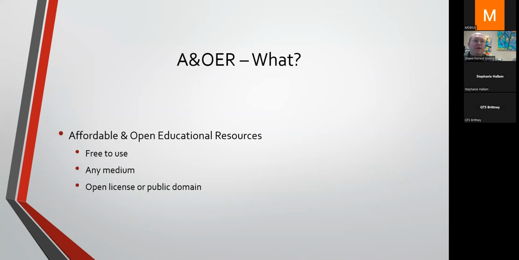So, as you probably already know, affordable and open educational resources, or A&OER, are free to use. These come in many media, a variety of mediums: open license or public domain textbooks, full courses, tests, software, just a variety of material that is used above and beyond the traditional textbook, as part of the very traditional lecture-discussion format of a class.